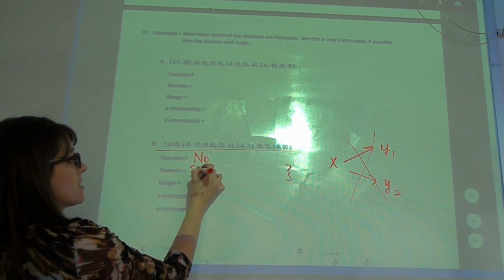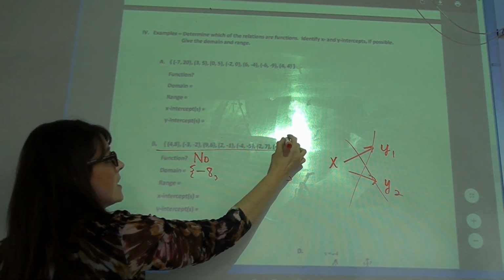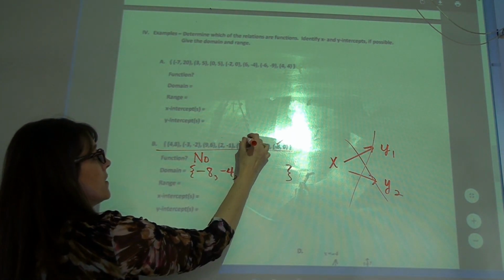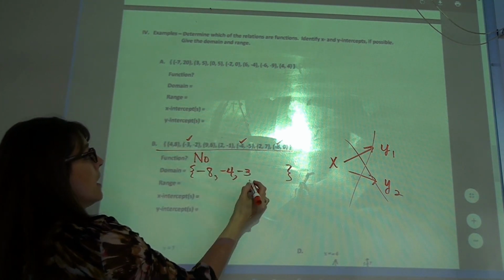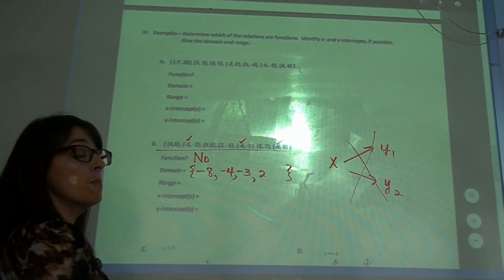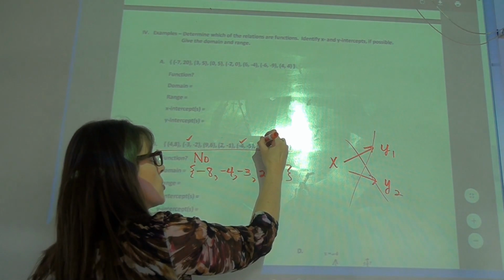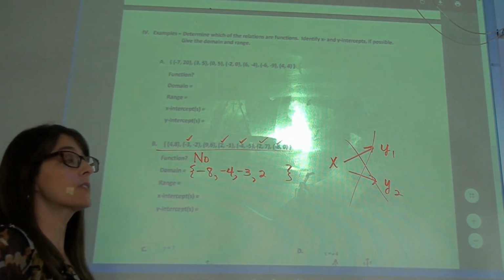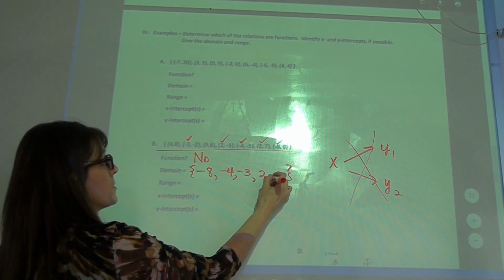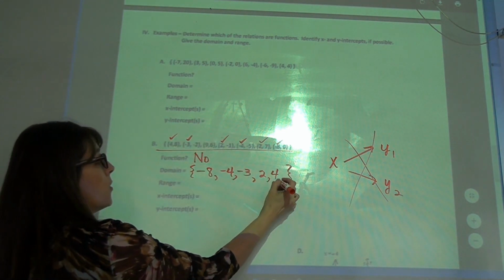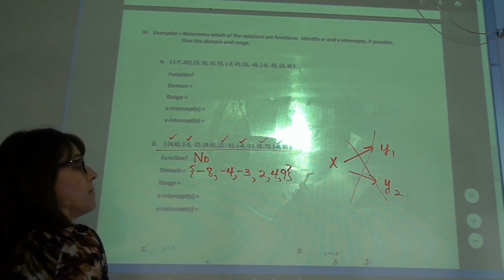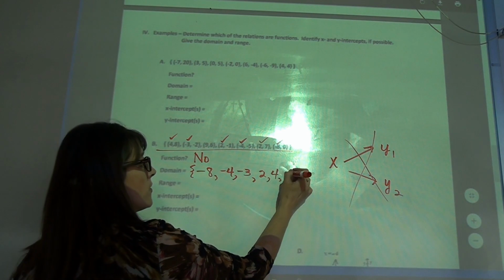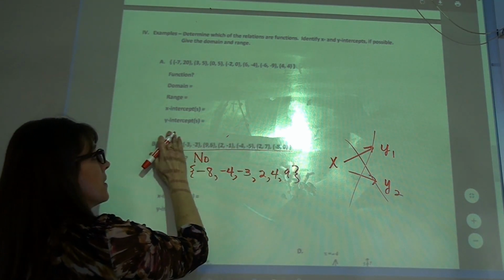So the smallest x I see is a -8, and then the next one's a -4, and then the next one's a -3, on up to a 2. And remember, I don't care how many times it shows up, just that it does. So I'm only going to list that 2 once. And then I'm going to go up to a 4, and then on up to a 9. And so that is going to be my domain, all of the x values that are listed there.